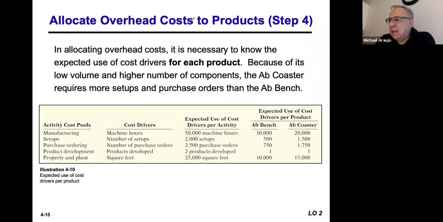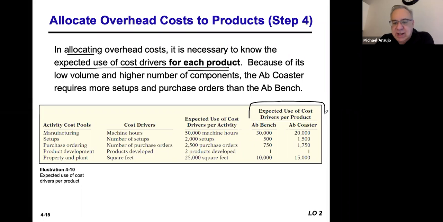Okay, step 4. Step 4 basically is how we allocate the overhead costs, okay? We need to know the expected use of those cost drivers for each product. And if you want to look at this particular chart, you will see on the far right side the expected use for each product. The ab bench is listed first, the ab coaster is listed second, okay? And these are the individual uses.